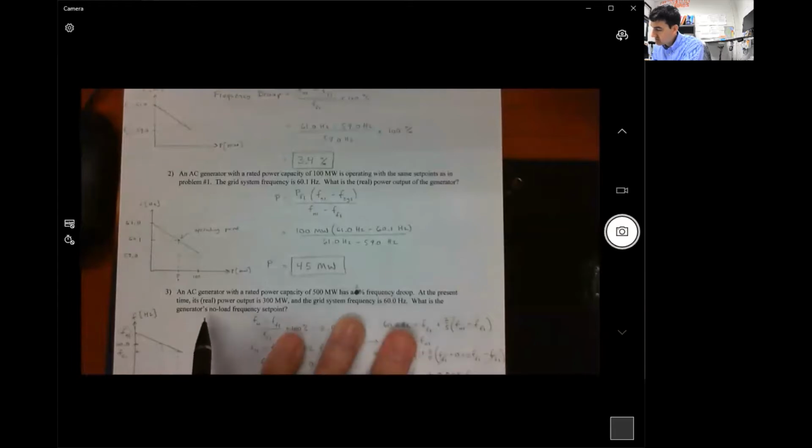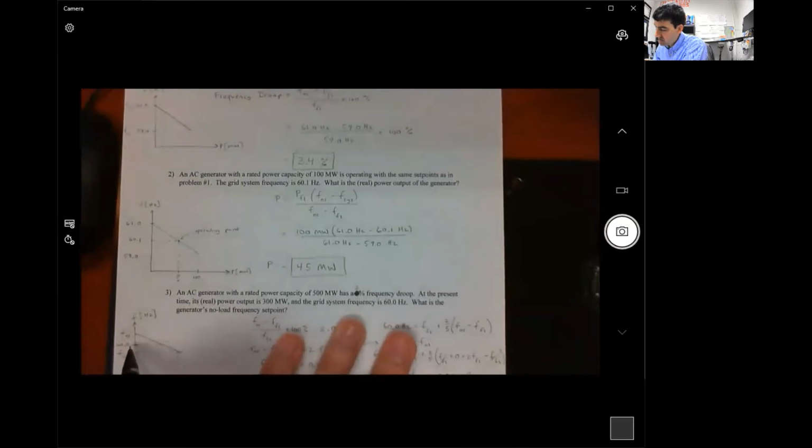What is the generator's no load frequency set point? All right, so what do we have right here? We have the droop, through which maybe we could find the no load or the full load frequency set point. And we have where it's operating right now. We have the operating system frequency and the operating power output. But that's it. We don't have the no load frequency or the full load frequency.